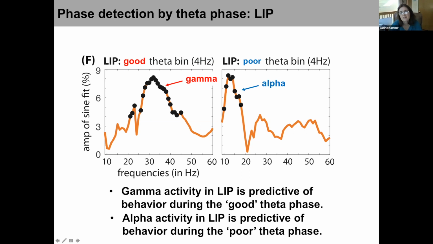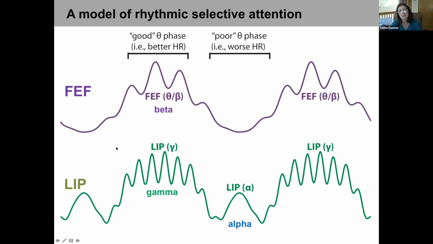So now, since I do not have a lot of time to show you all the neural data, I just want to summarize what we got thus far schematically here and fill in a few more bits. So here's our theta oscillation. I did not show you, but you can take my word for it. You see it in both FEF and LIP, and it is phase synchronized across this network. Now we see that there is beta activity prominently associated with the good theta phase in FEF. And there's gamma activity also associated with the good theta phase in LIP.